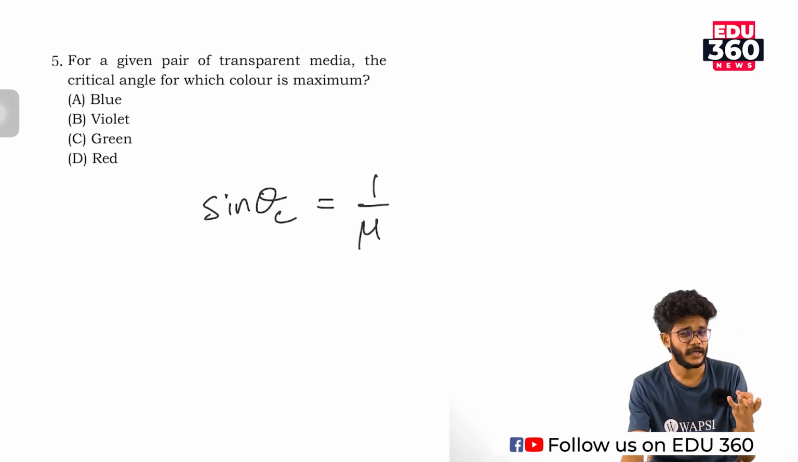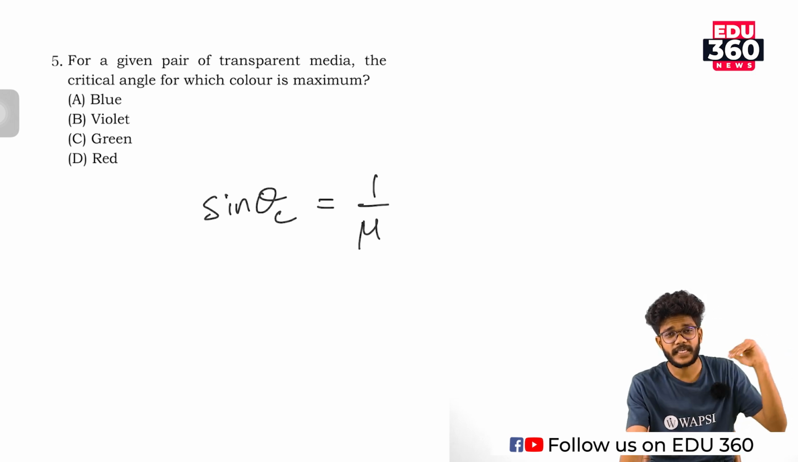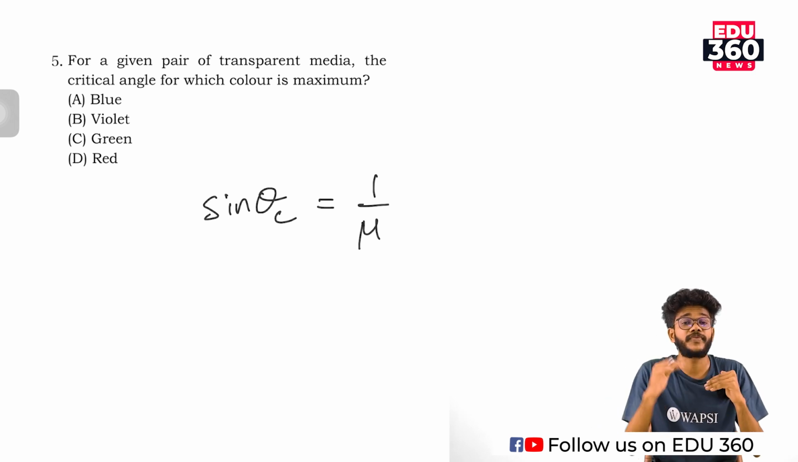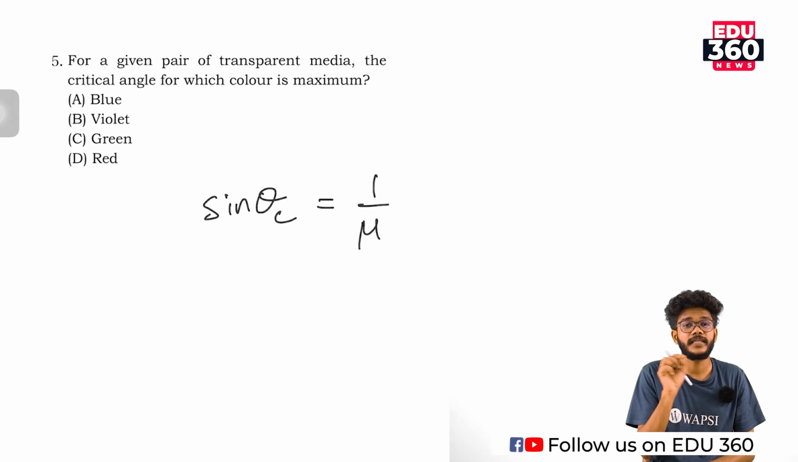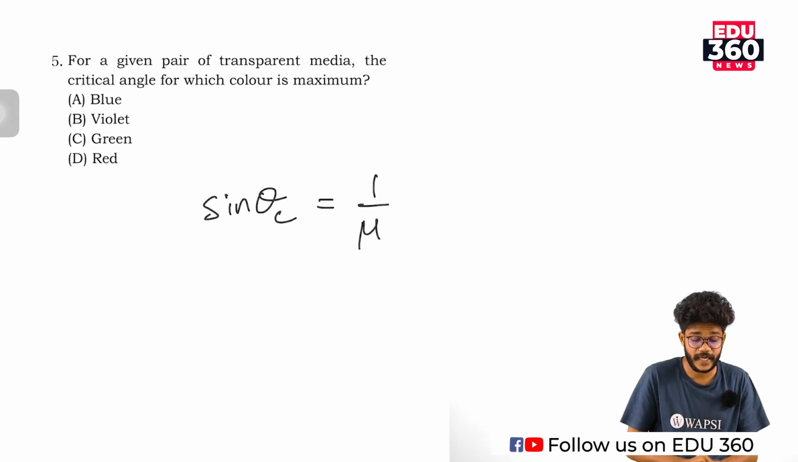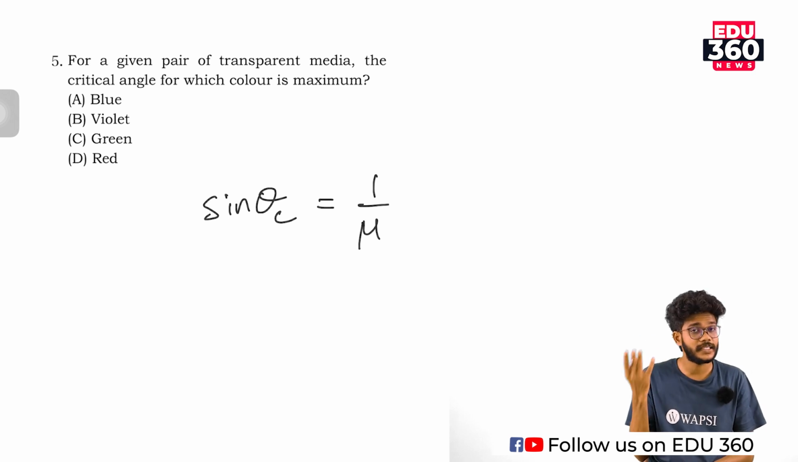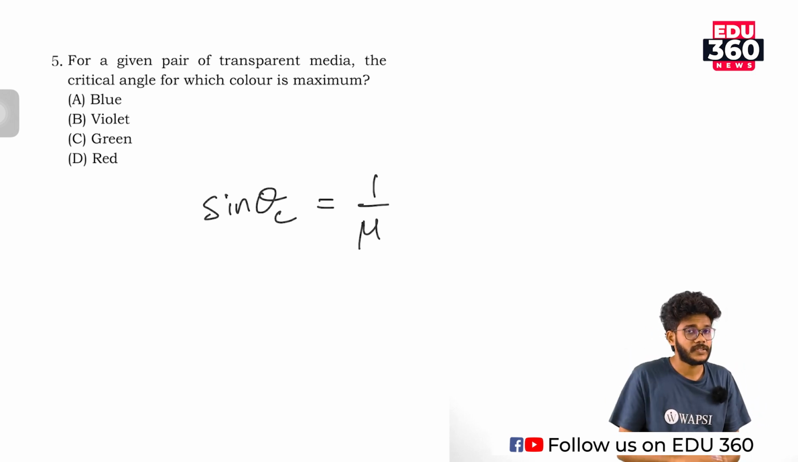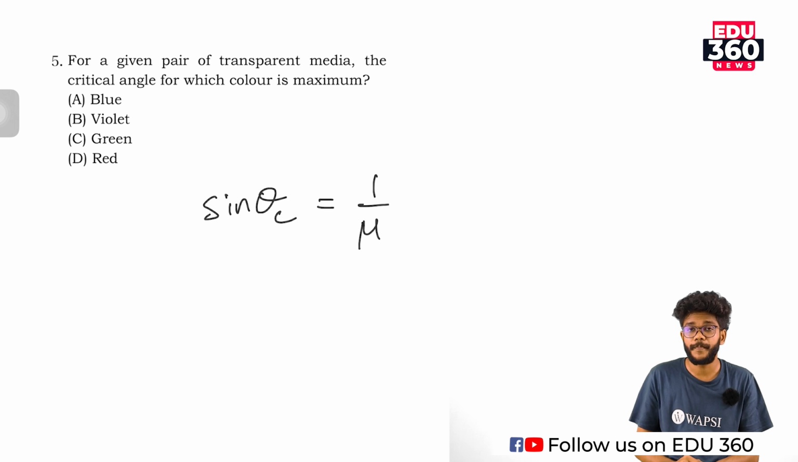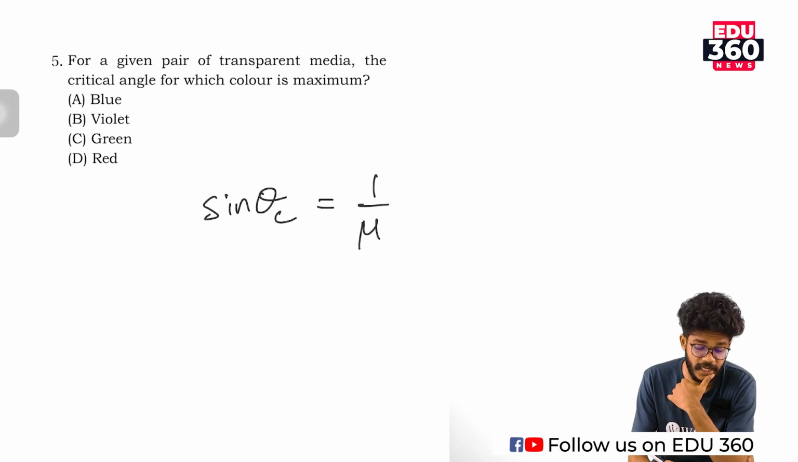So what is the critical angle? At a particular angle, when the incident light is falling on the surface, the refraction happens at an angle of 90 degrees from the normal. So sin i by sin r is N2 by N1, the refractive index. Sin r becomes sin 90, which is 1. That's why we can write sin theta C is equal to 1 by mu. So theta C is sin inverse of 1 by mu.